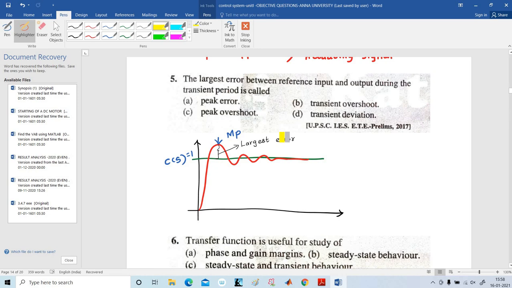Fifth one, the largest error between reference input and the output during transient period. Here this is C of S, 1 is the input, but here this is the response, the output. What is the difference between two is known as largest error. This error is maximum or peak overshoot.